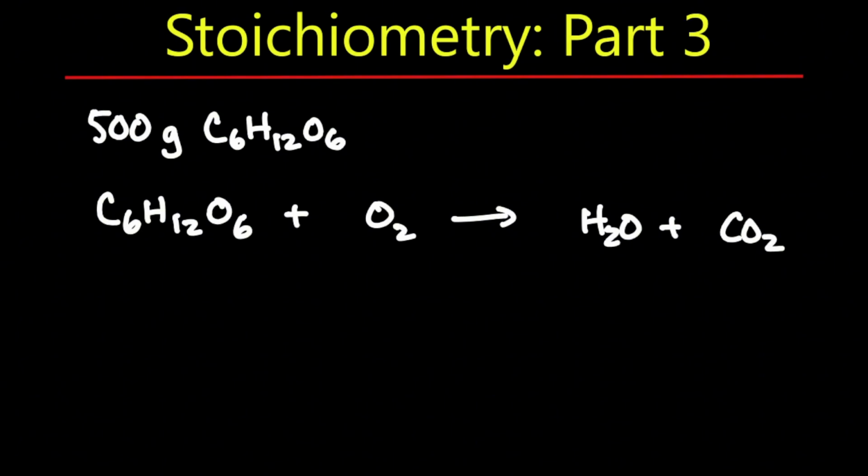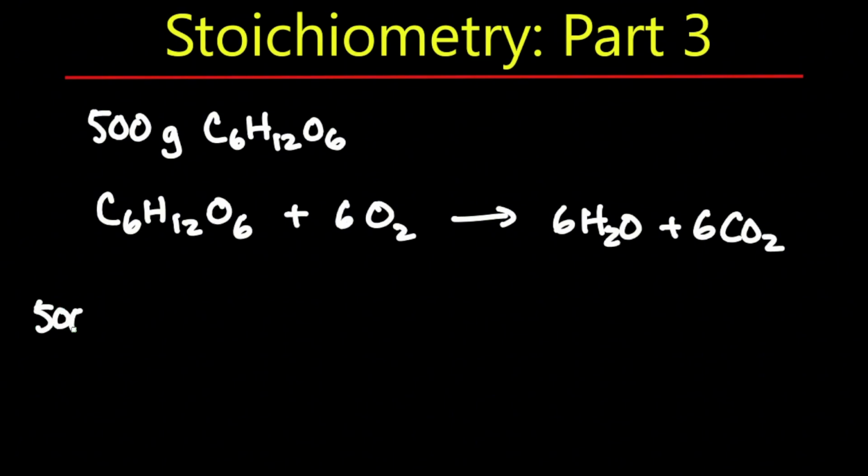Okay, so the first step to solving this question is to balance the equation first. We can balance it by using the numbers 1, 6, 6, and 6. Then we can use our stoichiometry skills to solve the question and get the final answer.